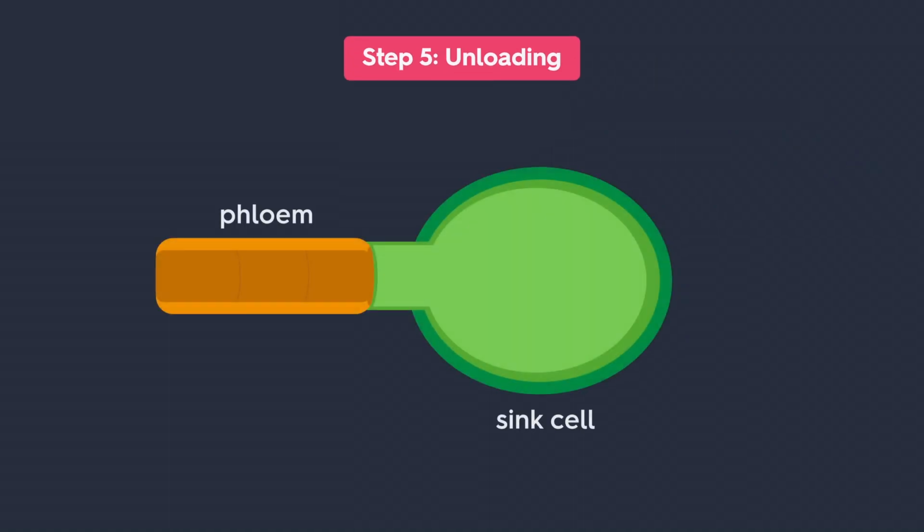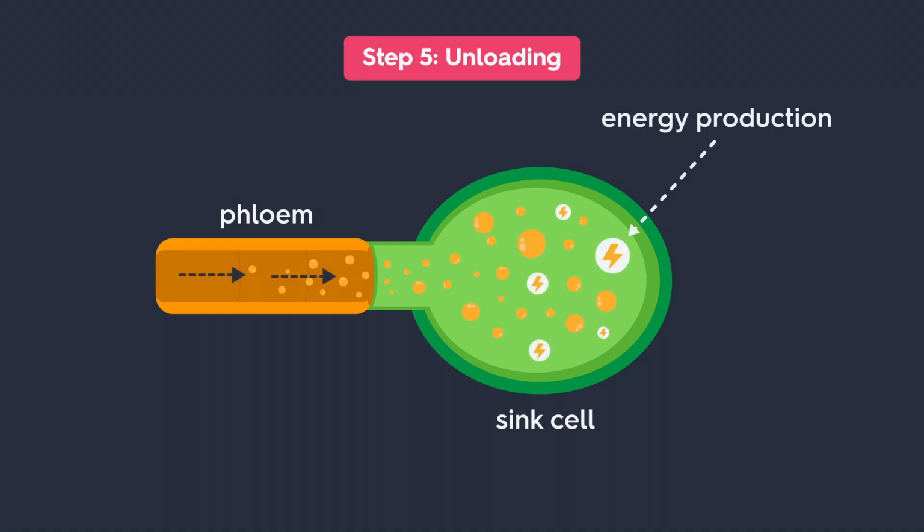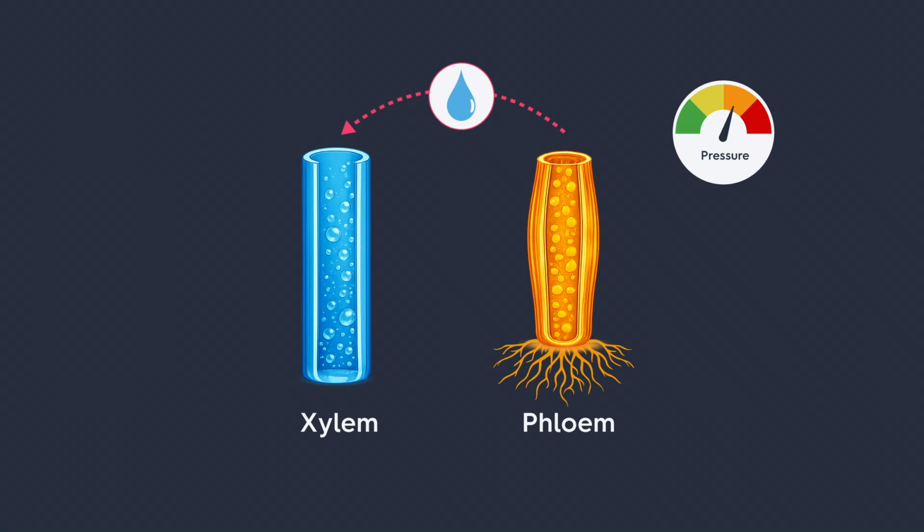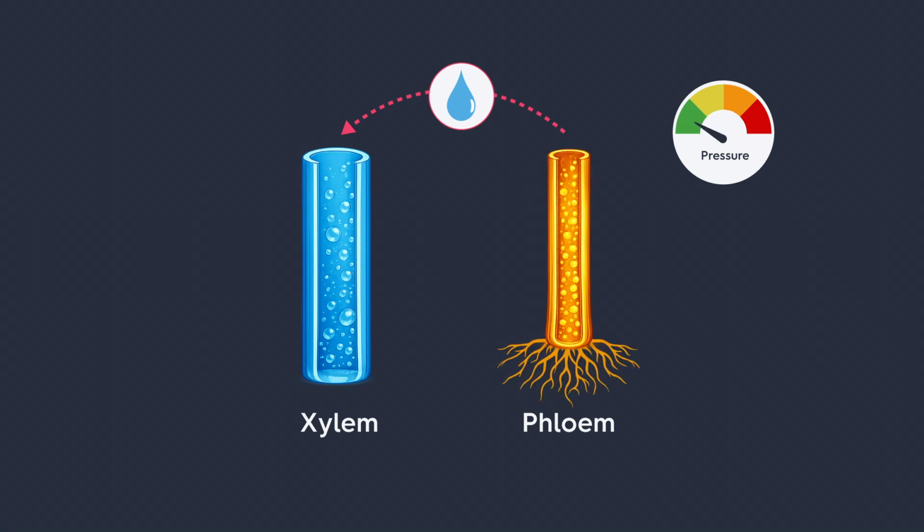At the sink, sugar is unloaded from the phloem into the cells that need it. The plant might burn it for energy, build new tissues, or store it as starch. As sugar leaves, the phloem sap becomes less concentrated, so water can move back into the xylem. That helps keep the pressure lower near the sink.